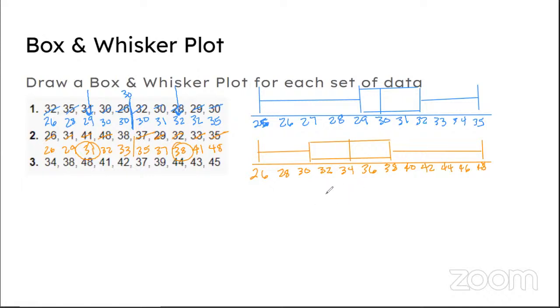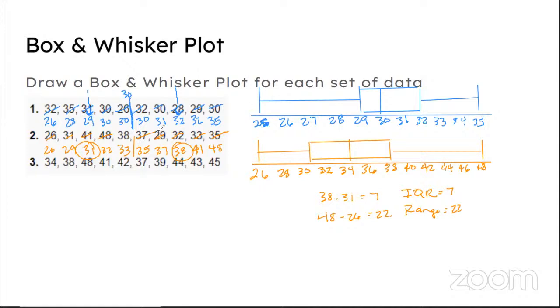My interquartile range is from 31 to 38. So 38 minus 31 is 7. So my IQR, I can easily see, is 7. That's the interquartile range. But what is my range? My range is 48 minus 26. So it's going to be 22. So you can see a lot of good data using the box and whisker plot.